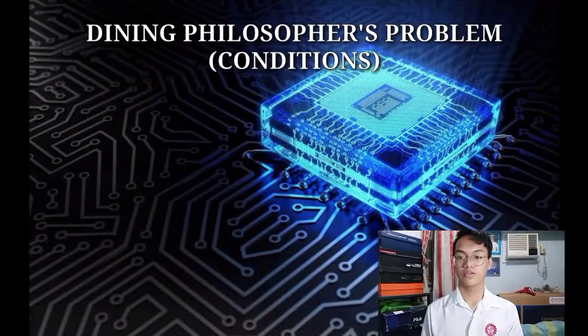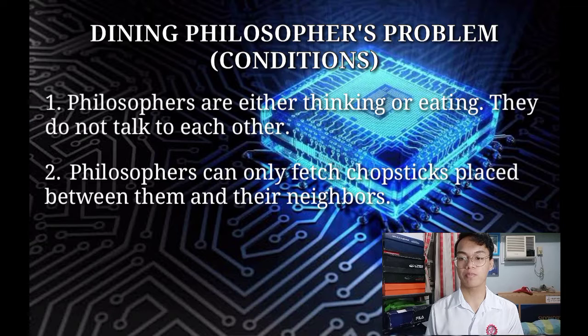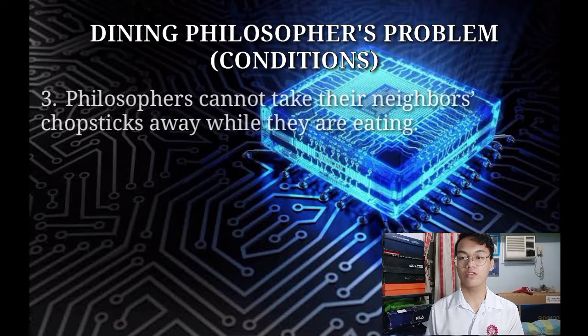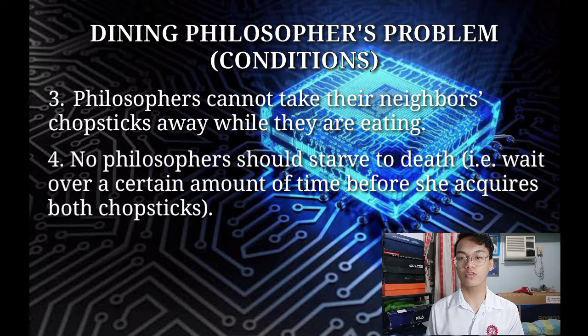And now, I will be discussing the conditions in the dining philosopher's problem. The first condition is that the philosophers are either thinking or eating. They do not talk to each other. Second, the philosophers can only fetch chopsticks placed between them and their neighbors. Third, the philosophers cannot take their neighbors' chopsticks away while they are eating. Lastly, no philosopher should starve to death and wait over a certain amount of time before she acquires both chopsticks.